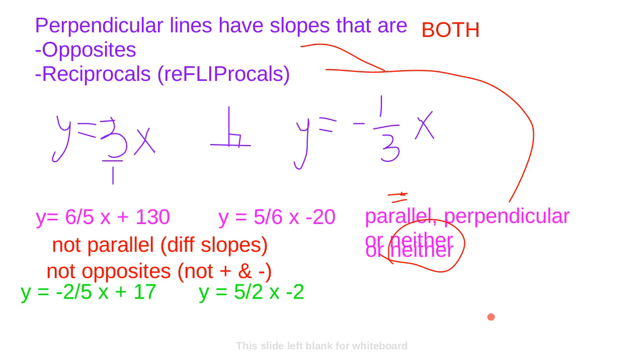Okay. Parallel, perpendicular, or neither? What are these? Perpendicular. Okay, Jackson says perpendicular. Does anybody, who else agrees? If you agree, say agree or yes, or I don't know, something.